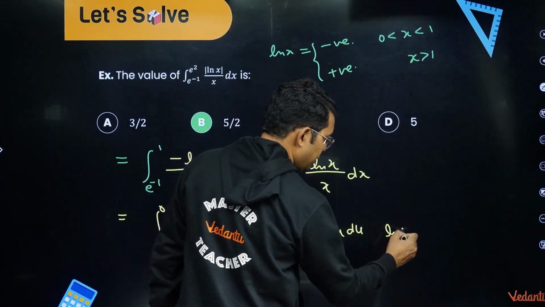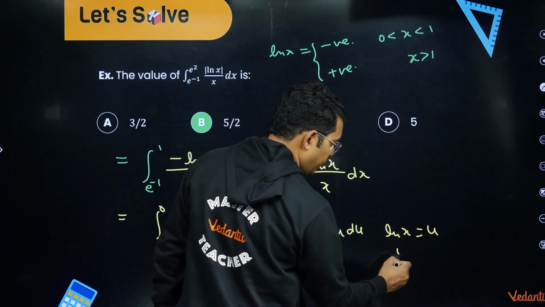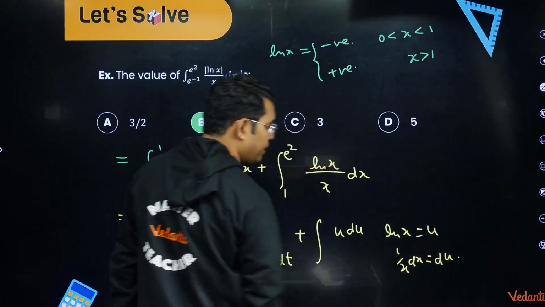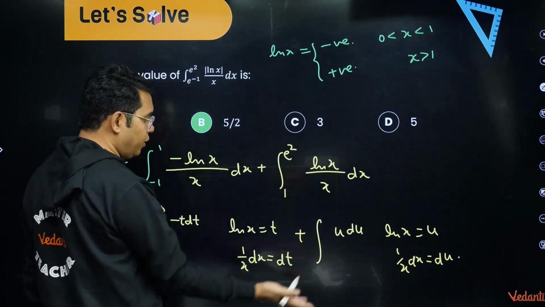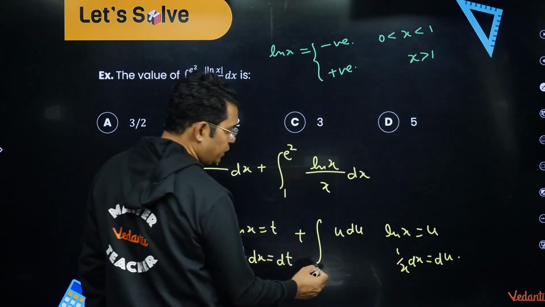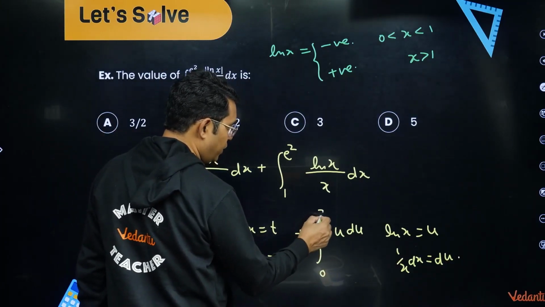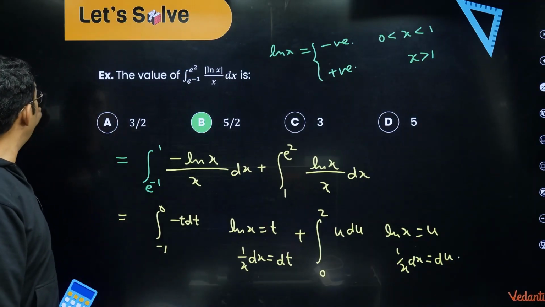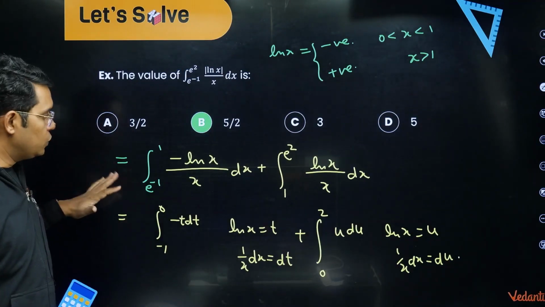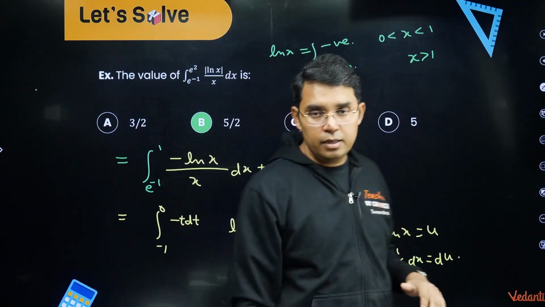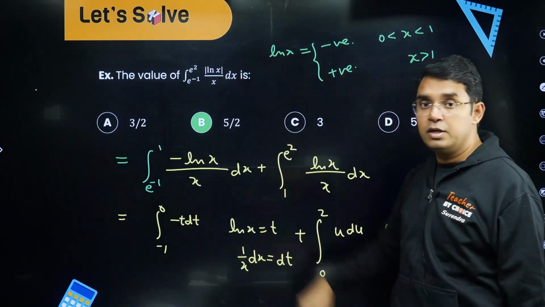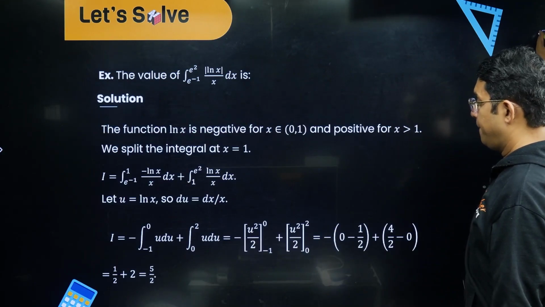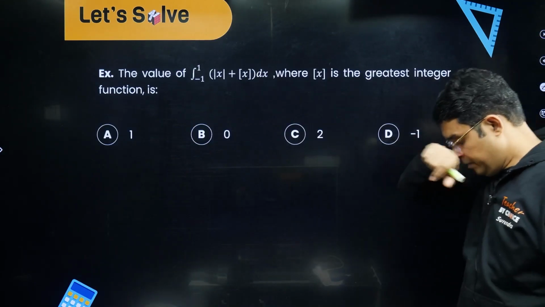ln x is equal to u, so 1 upon x dx is equal to du. I think you could have taken u here also, because we are doing the same substitution. This will be 0 here and this will be 2 here, and after that I think it's the same calculation which I told you in method 1. So I'm leaving this question at this place, but I think the first one, where substitution of ln x is done, is the fastest method.